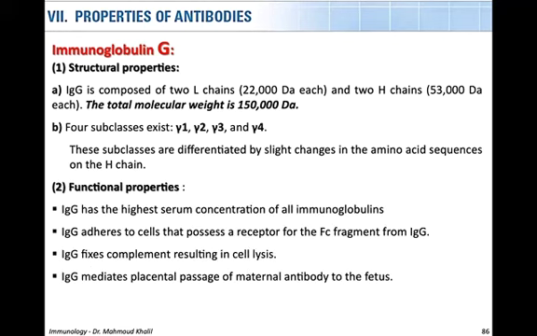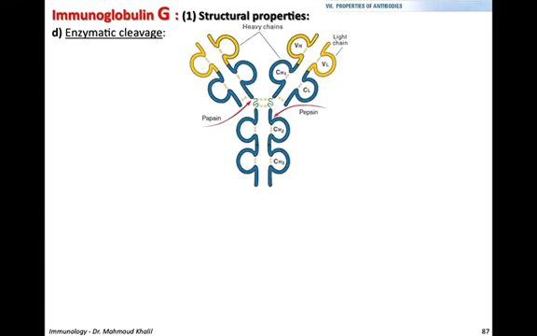Before we say its function, IgG has the highest serum concentration of all the immunoglobulins, and it can adhere to cells that have the receptor for the Fc region of the IgG. It can fix complement, if you remember, in the process of opsonization that results in cell lysis. As well, IgG can mediate the placental passage of maternal antibody to the fetus.